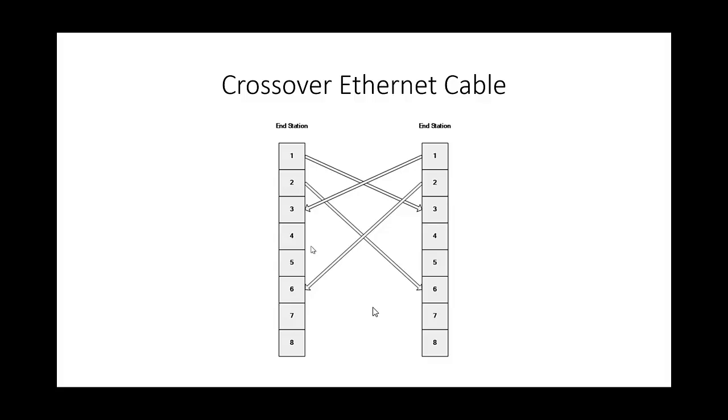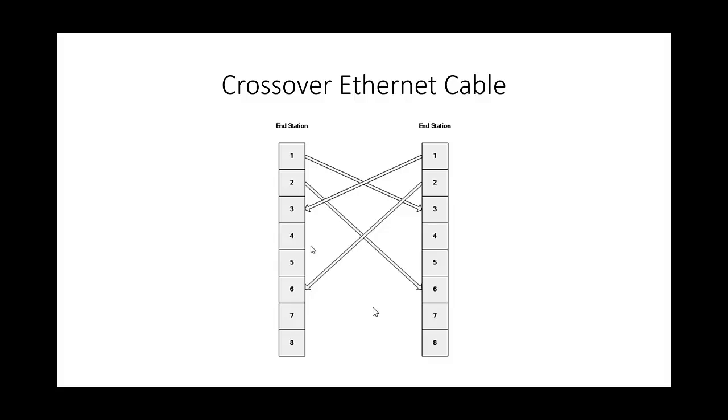Sometimes it's convenient to connect 2 end stations together directly, for example to transfer files between computers not connected to a LAN. A straight-through cable cannot be used for this, as each device would be transmitting on the same circuit. In this case, you need to use a UTP cable wired differently. The transmit pins of each end station are connected to the receive pins of the other. This arrangement is known as a crossover cable, as you can see on the screen. The pinouts, 1 going to 3, 2 going to 6, and vice versa.